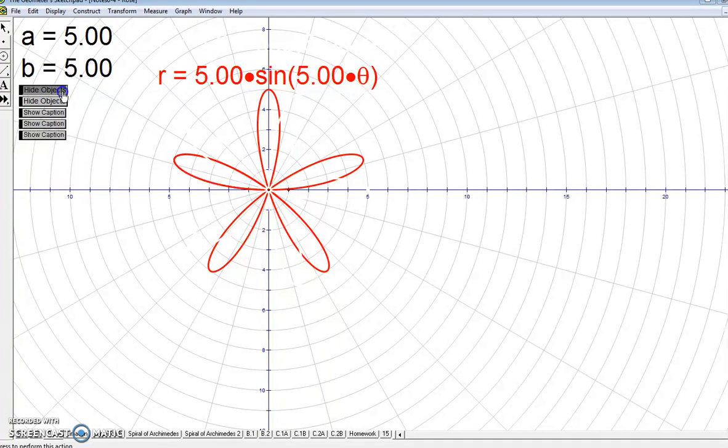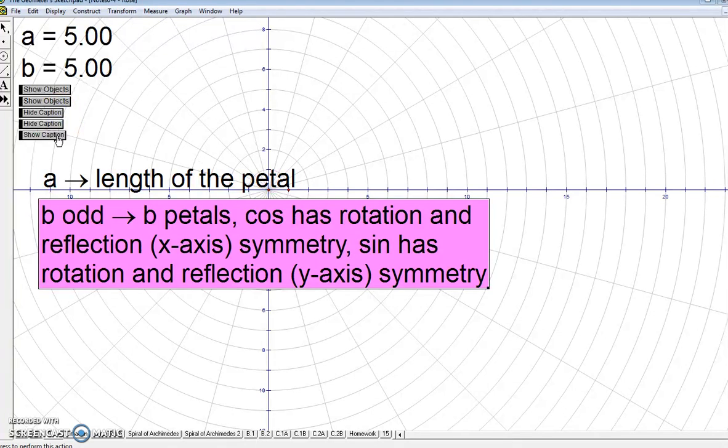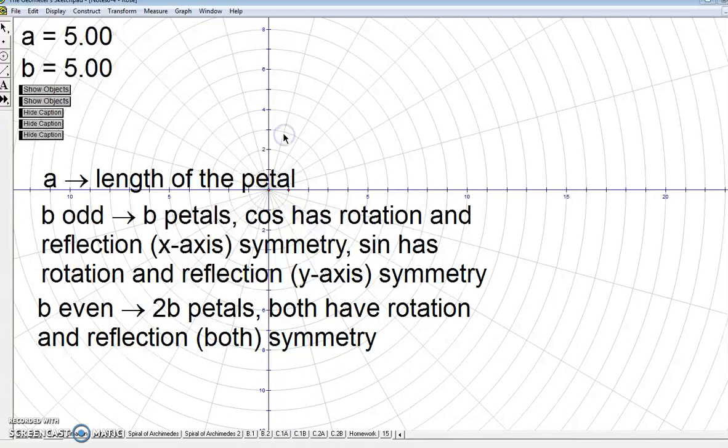I'm going to hide the shape and put up some different captions here. I think you have a spot in your notes to copy some of this down. So I'd suggest that you pause this and copy some things down, and in another 5 seconds I'm going to end this video.